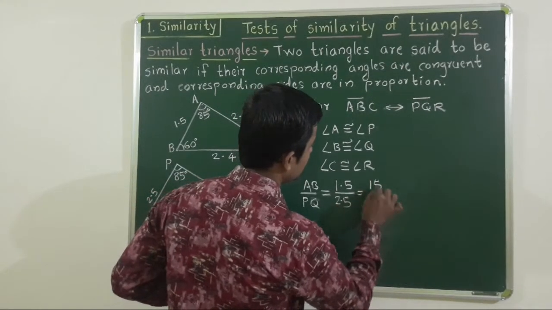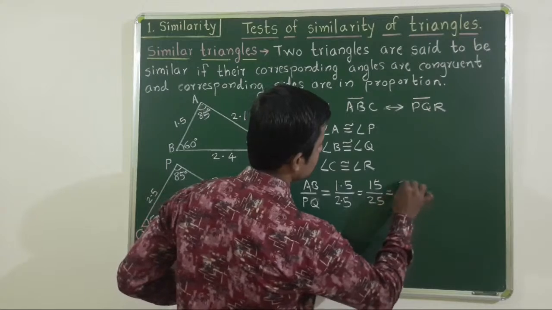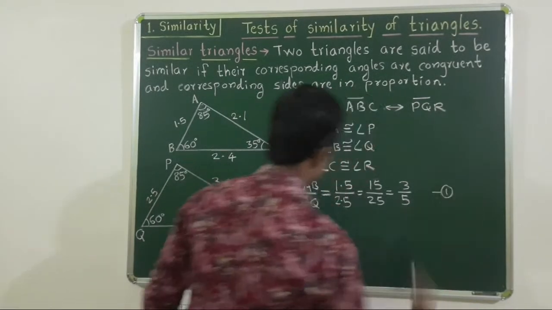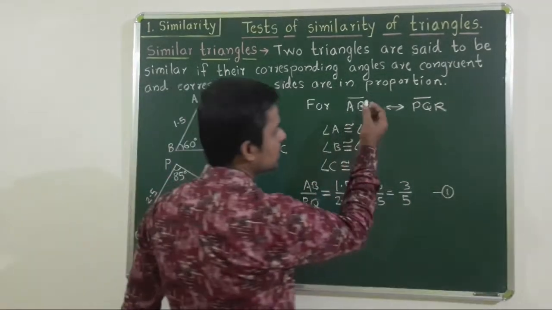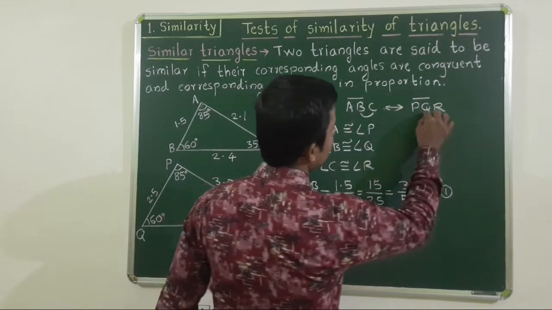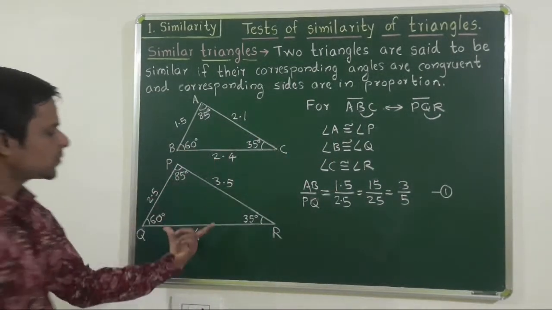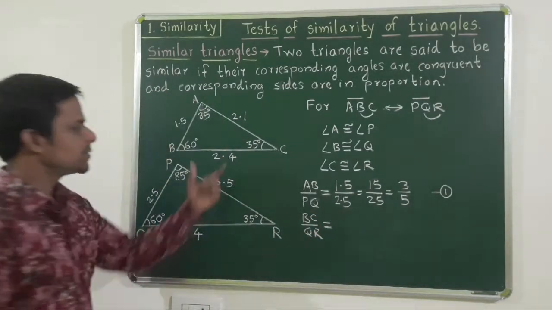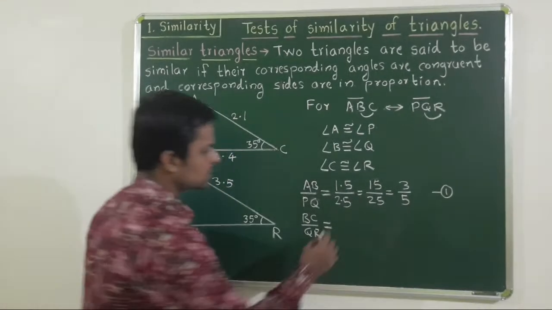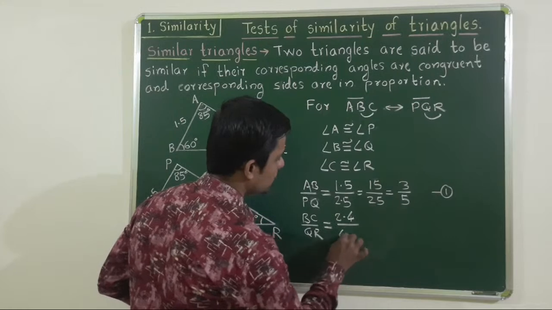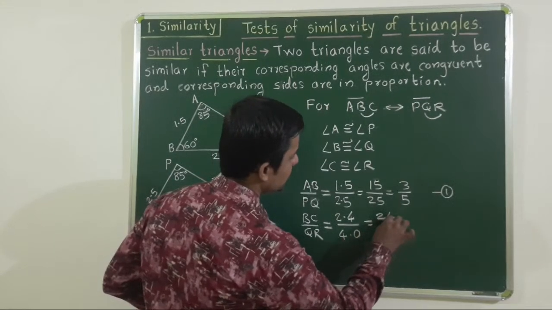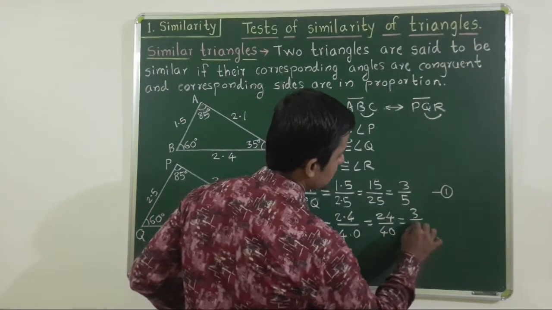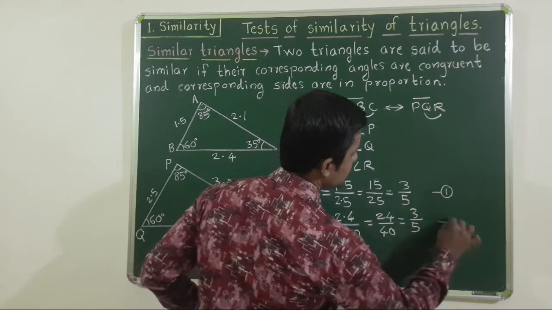That is 15 upon 25, that is 3 upon 5. Suppose this is statement number 1. Now take another pair of corresponding sides, that is BC and QR. BC upon QR is equal to 2.4 upon 4, that is 24 upon 40. 8 3s are 24, 8 5s are 40, that is 3 upon 5 again, number 2.